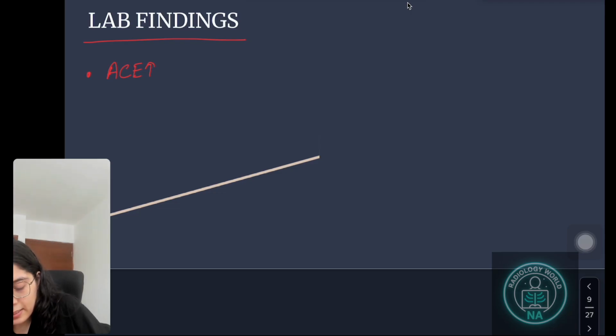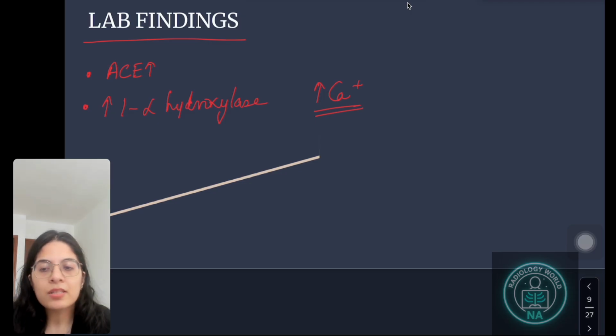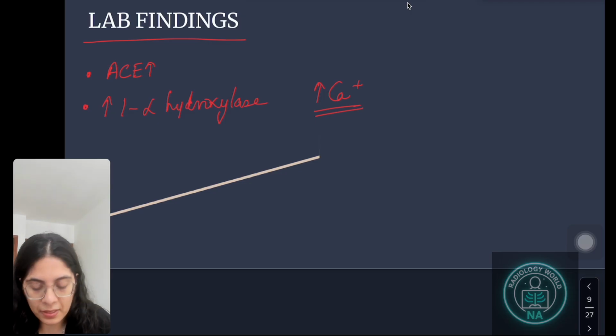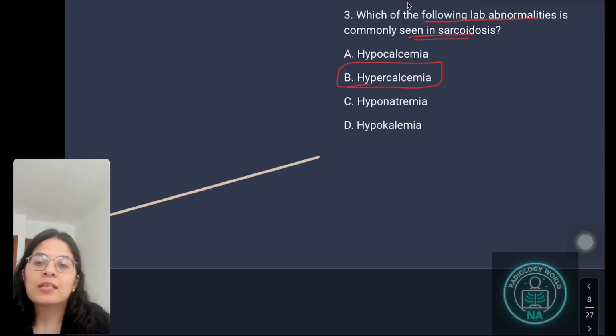Another thing is that there is an increased activity of 1-alpha hydroxylase. Because of the increased activity of 1-alpha hydroxylase, the vitamin D levels increase and there is going to be hypercalcemia. Okay, so there are going to be increased calcium levels, and this is what they have tested over here. Which of the following laboratory abnormalities are seen in sarcoidosis? It is hypercalcemia, because there is increased activity of 1-alpha hydroxylase.